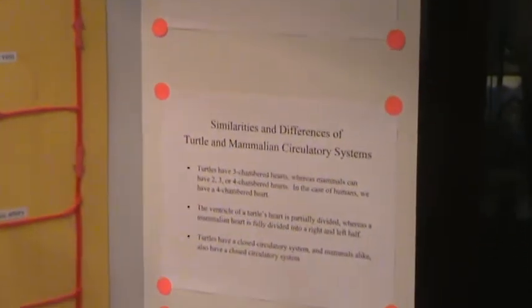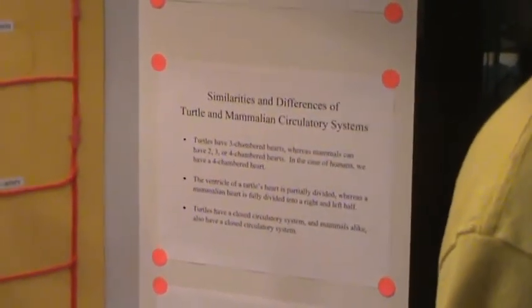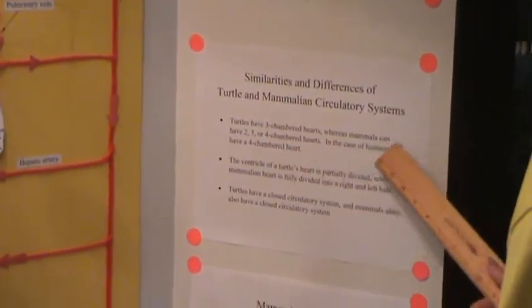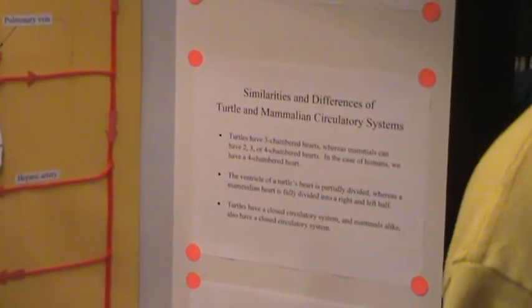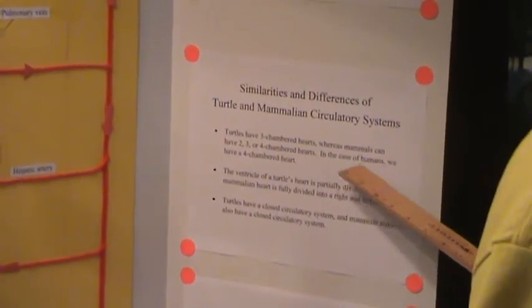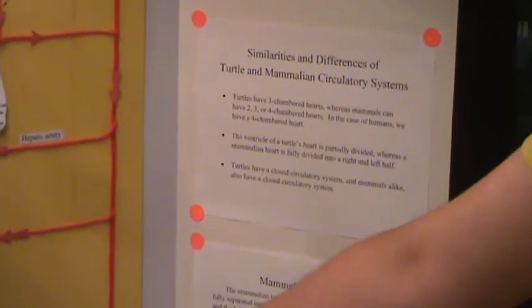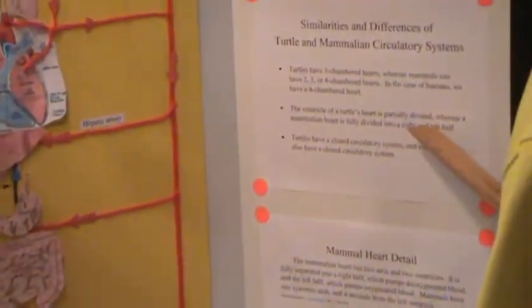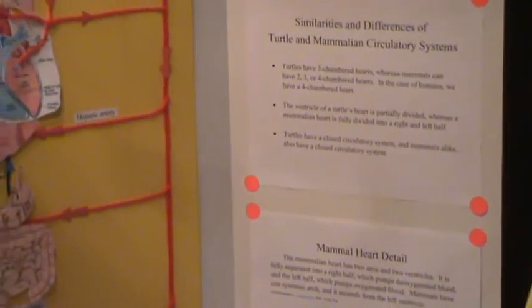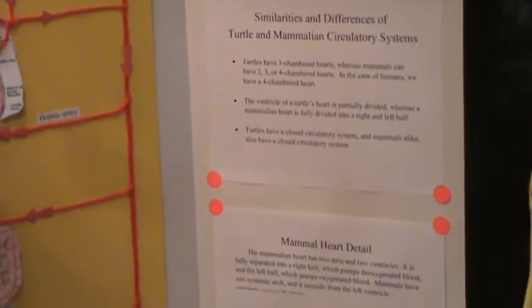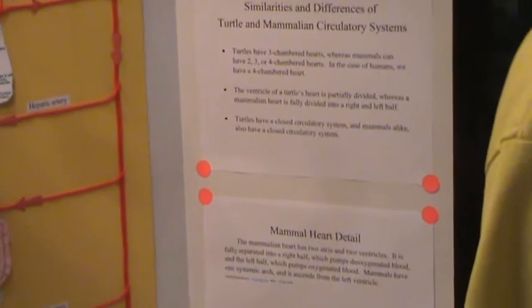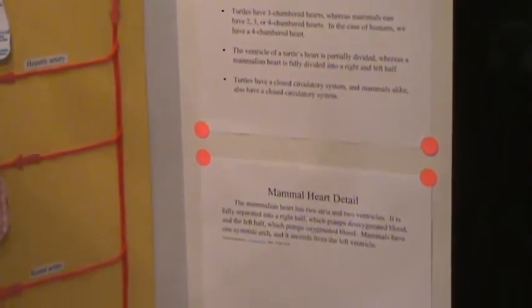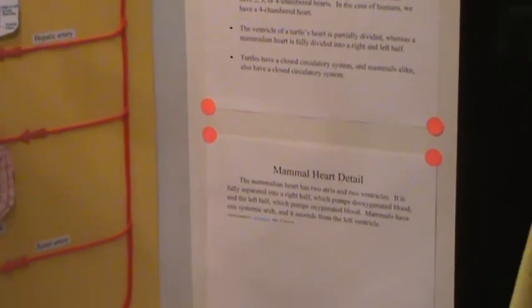Similarities and differences of turtle and mammalian circulatory systems. Turtles have three-chambered hearts, whereas mammals can have two, three, or four-chambered hearts. In the case of humans, we have a four-chambered heart. The ventricle of a turtle's heart is partially divided, whereas a mammalian heart is fully divided into right and left. Turtles have a closed circulatory system, and mammals alike also have a closed circulatory system.